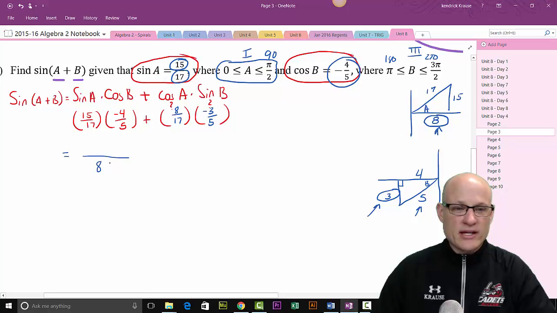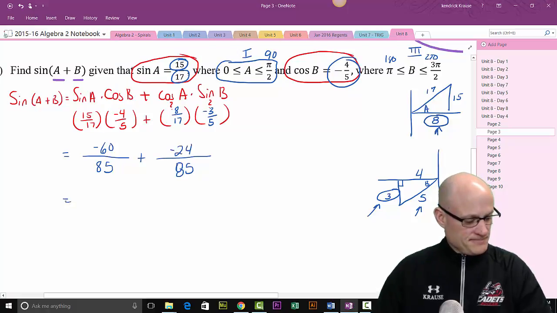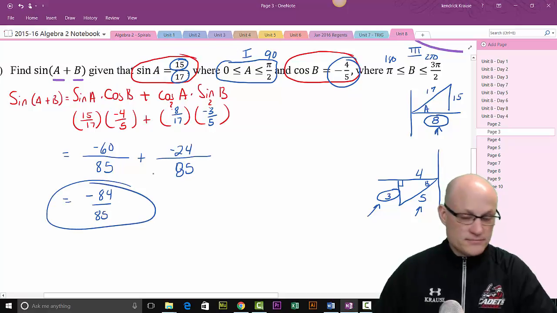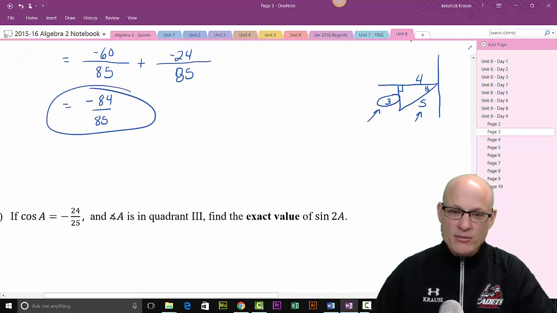17 times 5 is 85. 15 times negative 4 is negative 60. Plus 85 times negative 3 over 5... a negative 24. So here's what I get: negative 84 over 85. Yay! Done with that problem.